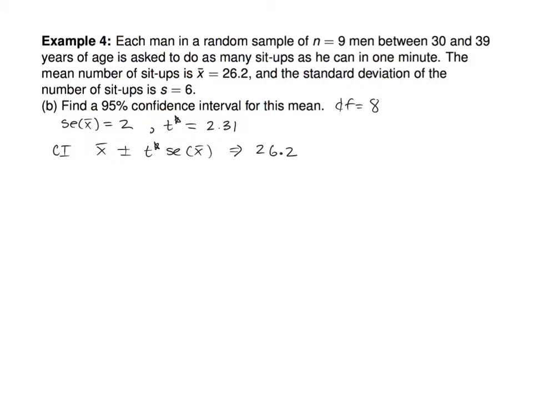26.2. Somebody must be a marathoner that they put that there. Plus or minus 2 times 2.31. So that's 26.2 plus or minus, what, 4.62? Which gives approximately 21.6 to 30.8.